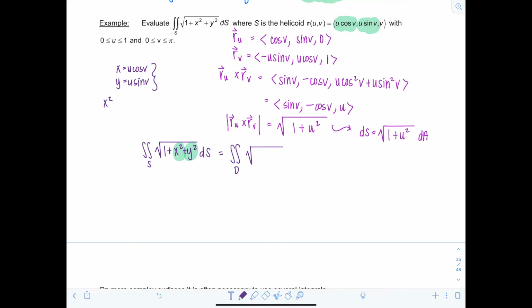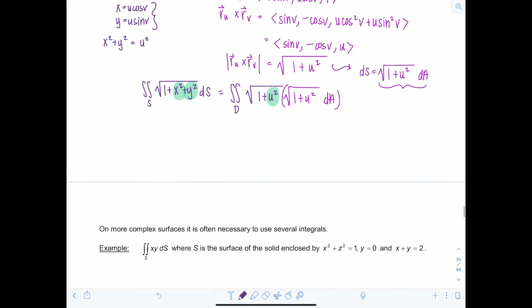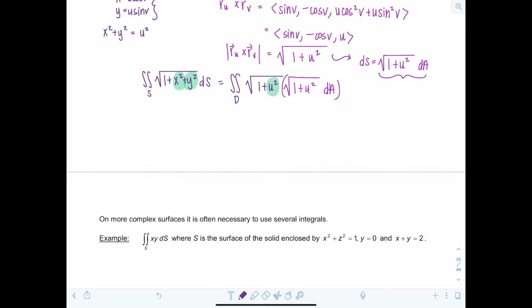So that means x squared plus y squared would just equal u squared. So I have 1 plus u squared instead of x squared plus y squared. And then ds is equal to the square root of 1 plus u squared dA. That's ds. Oh, good. Now the radical's gone, so we don't have to do that trig sub the way we did in the previous lesson when it was just surface area.